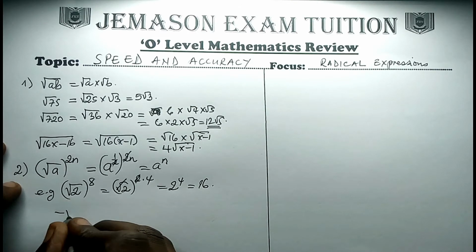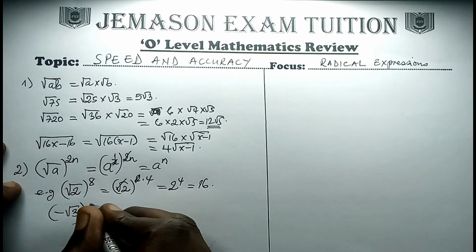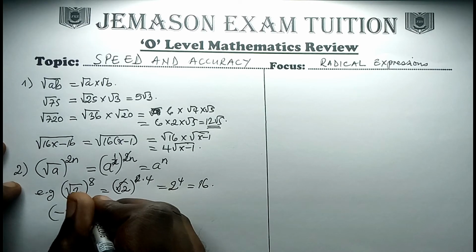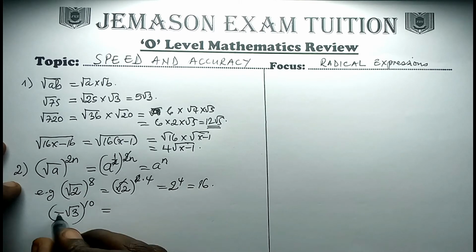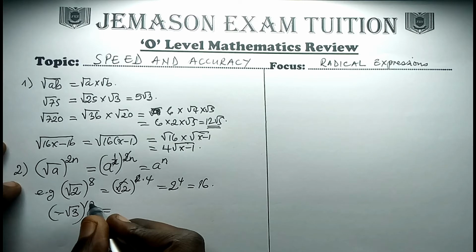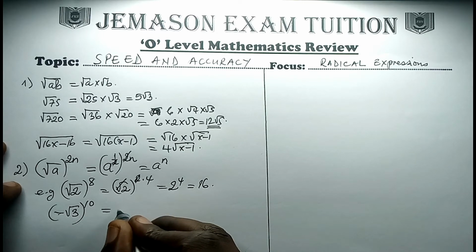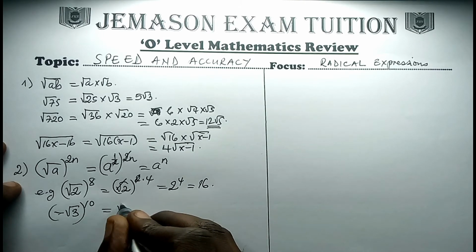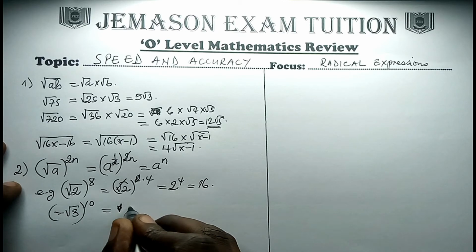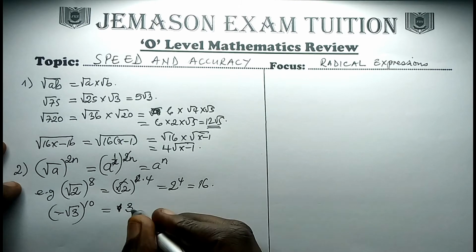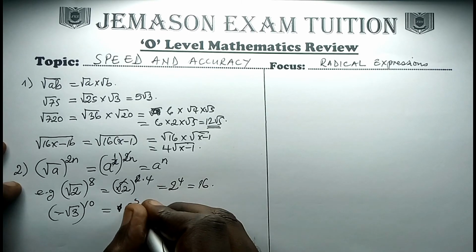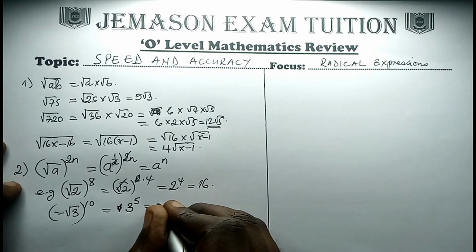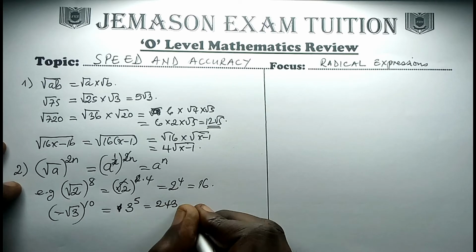If it is negative root 3 to the power 10, for example, when you raise a negative number to an even power, it becomes positive. So I would just remove the square root and divide the power by 2, and that gives 3 to the 5th simply, which is 243.